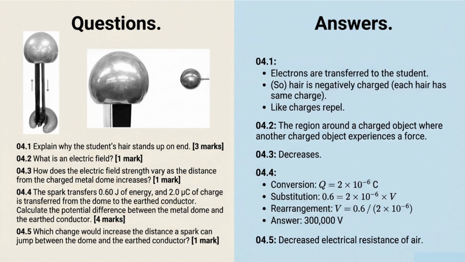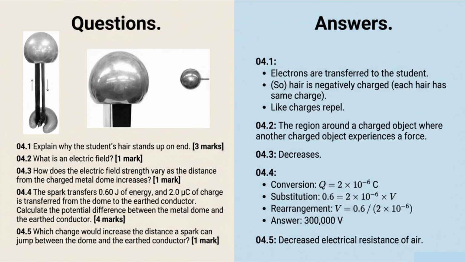Question 4.2 asks the definition of an electric field. It is the region around a charged object where another charged object experiences a force. Next, 4.3 asks for the trend in field strength. Field strength decreases as the distance from the charged metal dome increases. Then we hit a calculation in 4.4, finding the potential difference. We are given an energy of 0.60 joules and a charge of 2.0 microcoulombs. There's that prefix again, micro. You have to convert it.